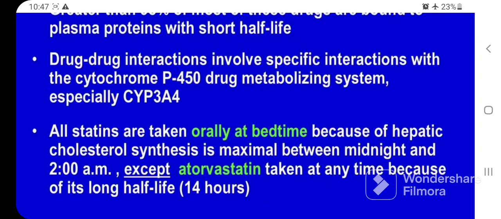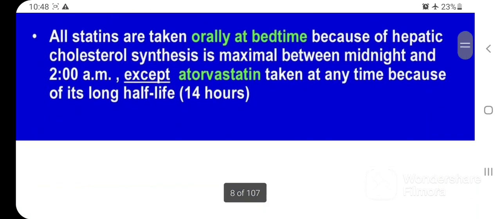Then next point, all statins are taken orally at bedtime because hepatic cholesterol synthesis is maximal between midnight and 2 a.m. This is a very important point. Remember, statins are always preferred at night because cholesterol is synthesized at night, so we give them at night. Except atorvastatin, which can be taken at any time because of its long half-life, about 14 hours of action. So atorvastatin is one drug we can take at any time: morning, evening, or night. This is the pharmacokinetics.